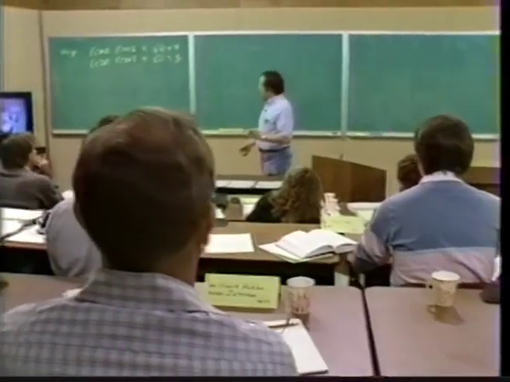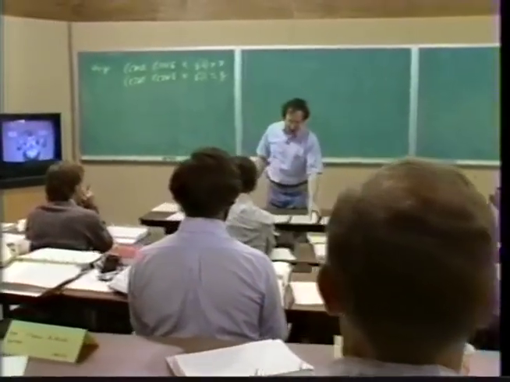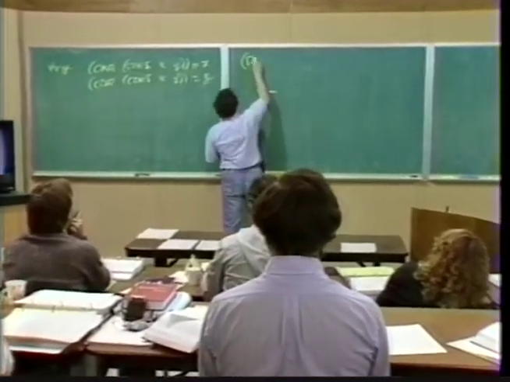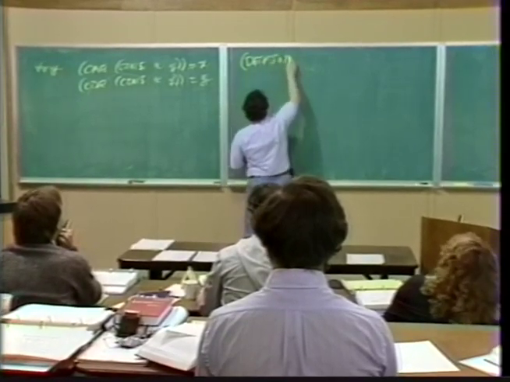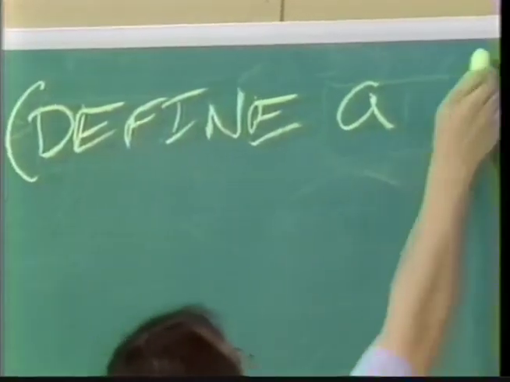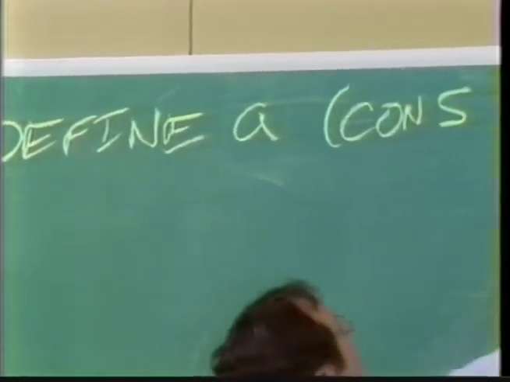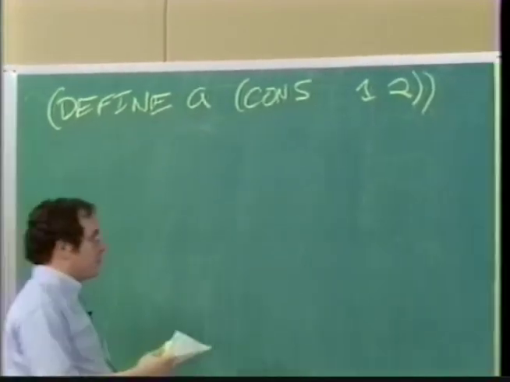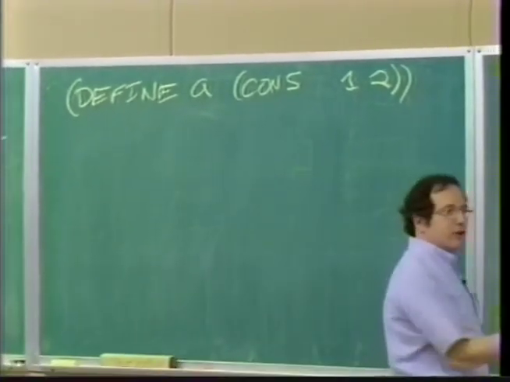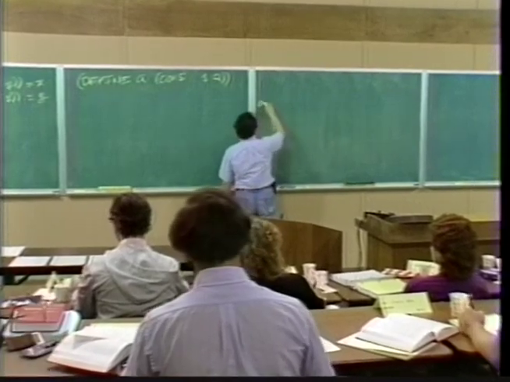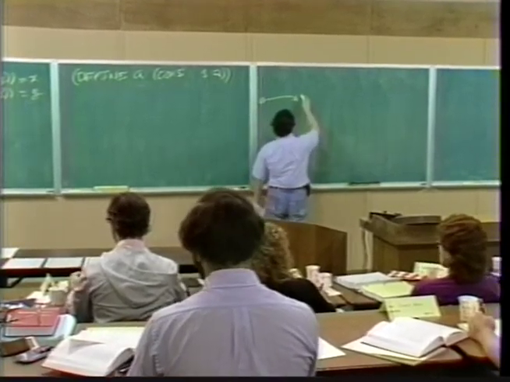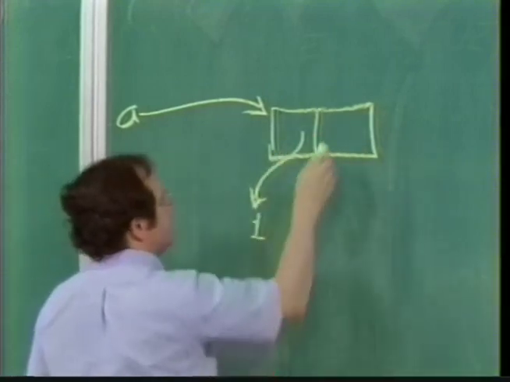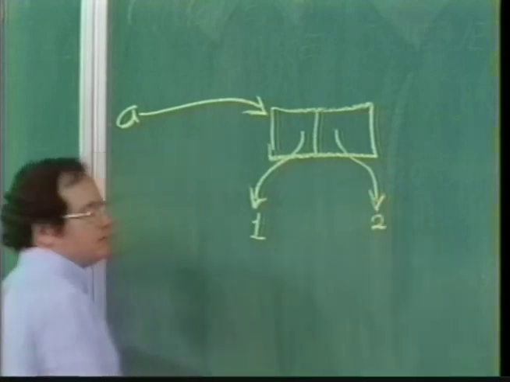Let me show you what I mean about identity first of all. Okay? Let's do some little example here. Supposing I define A to be the cons of 1 and 2. Well, what that means, first of all, is that somewhere in some environment I've made a symbol A to have a value which is a pair consisting of a pointer to a 1 and a pointer to a 2. Just like that.